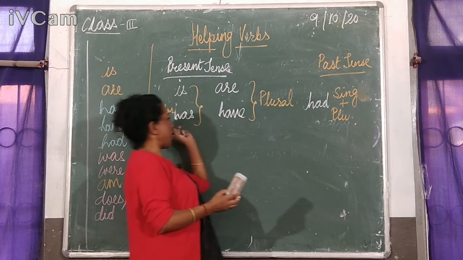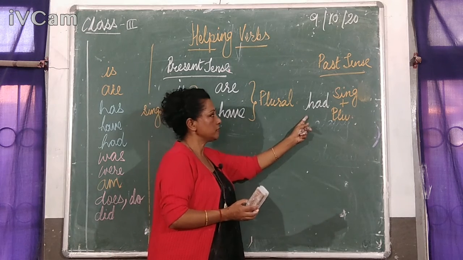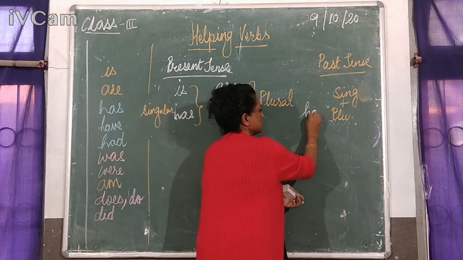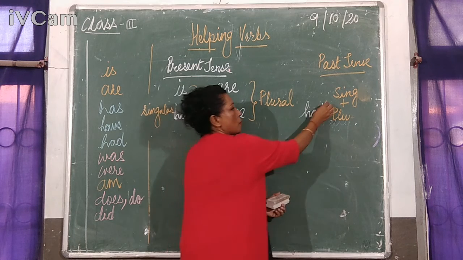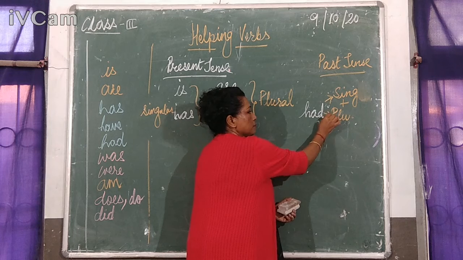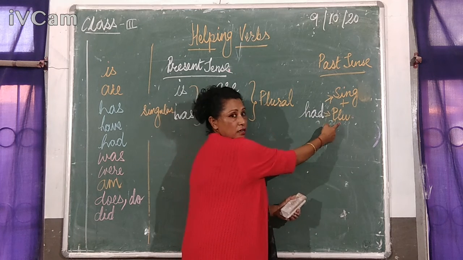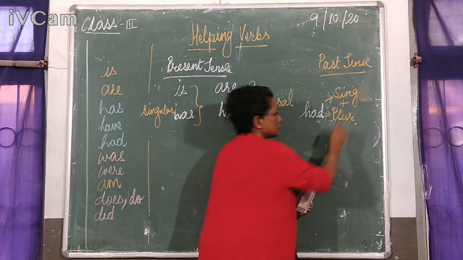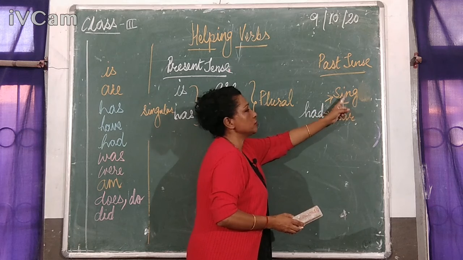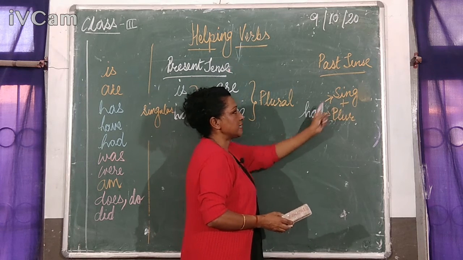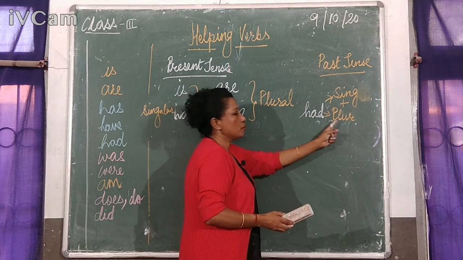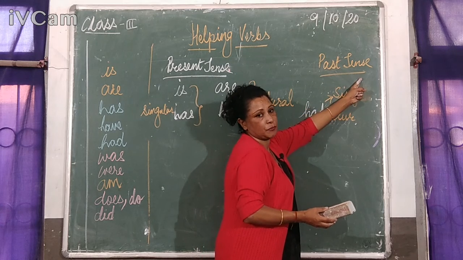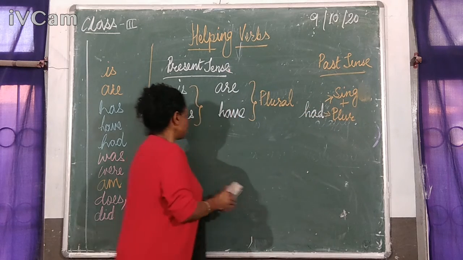Now had, like has, have and had. Had, let me write here. Had tells you about both singular and plural. I'm writing in short. So had tells you about singular as well as plural, one and many, but which tense? Past tense. The action which is already finished.